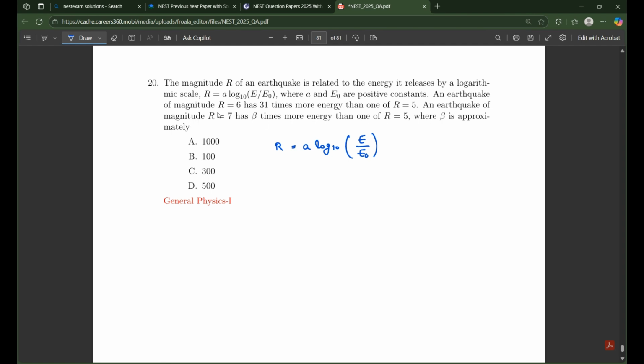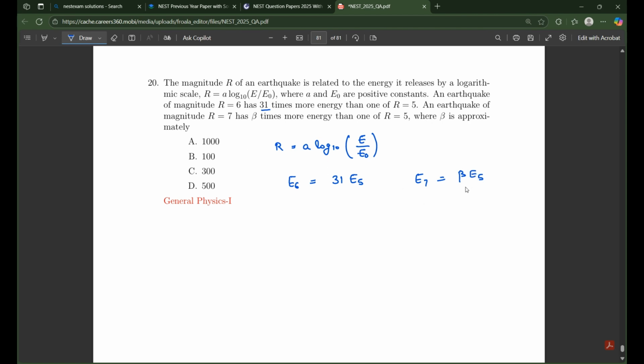An earthquake of magnitude R equal to 6 has 31 times more energy than that of R equal to 5. That means E6 is equal to 31 times E5. An earthquake of magnitude R equal to 7 has beta times more energy than one of R equal to 5. From this second equation, we get E7 is equal to beta times E5, and we have to find the value of beta.